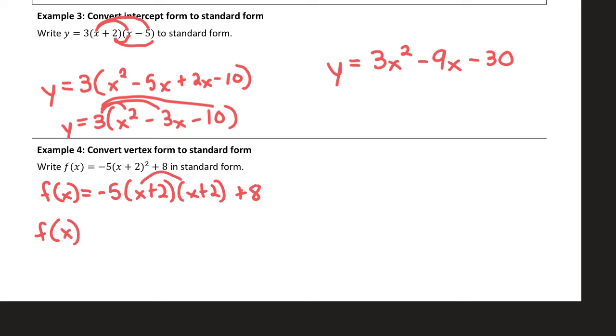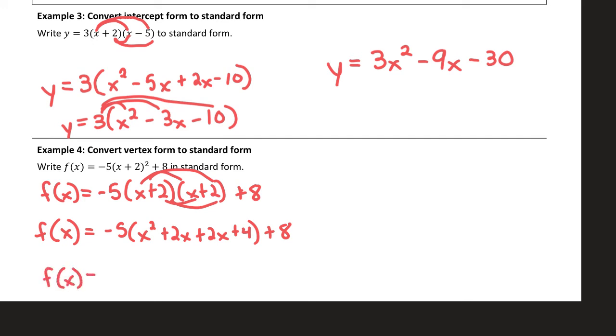So first I'm going to distribute x, so this becomes negative 5 times x squared plus 2x, and then I'm going to distribute 2, so plus 2x plus 4, and then plus 8 on the end. So again, you keep simplifying. Negative 5 times x squared plus 4x plus 4 plus 8 on the end. And then I'm going to distribute negative 5. So that gets distributed to x squared, 4x, and 4.